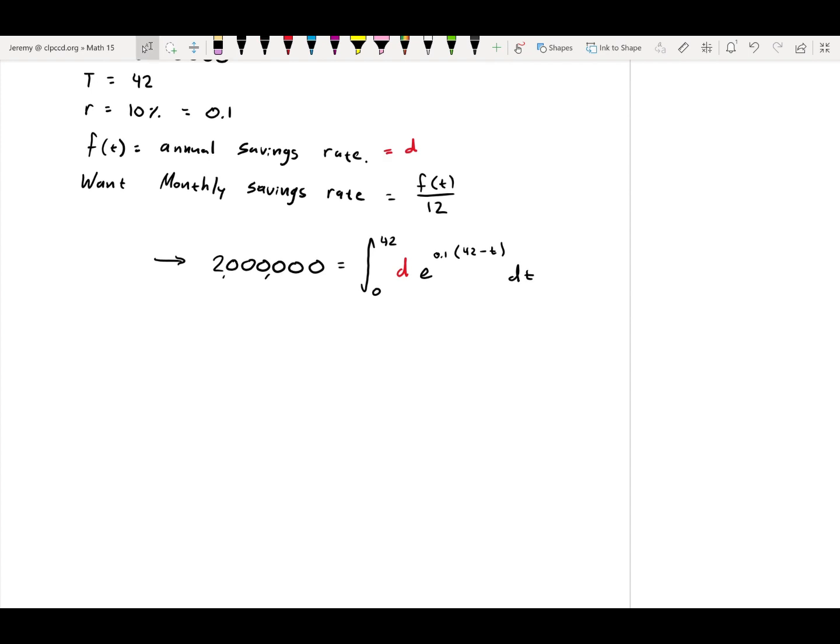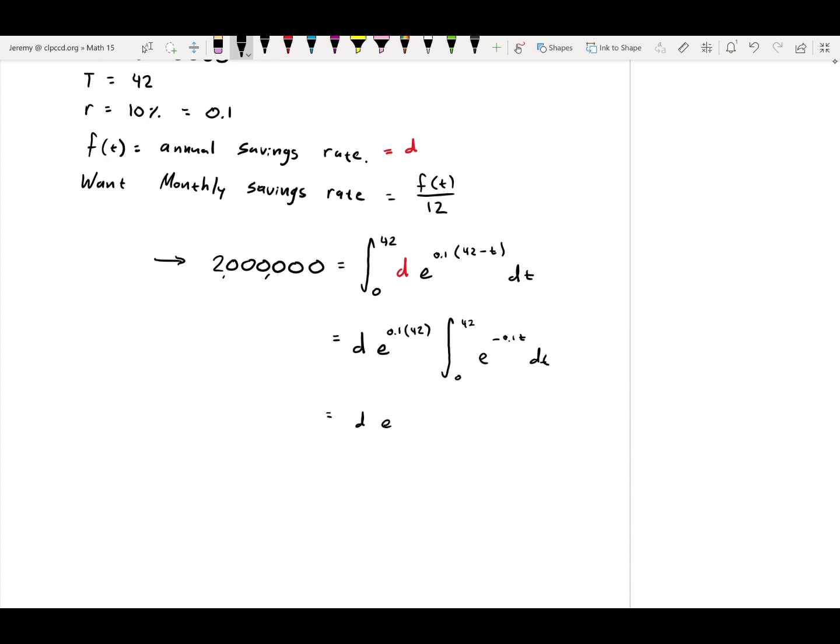All right, and we can work on evaluating this integral now. The first thing I'm going to do is pull out d, because like we said, this is going to be a constant value. It's not going to be in terms of t, so I can pull that on the outside. Won't affect the integral. I'll pull out the e to the 0.1 times 42, just get that out of the way. And then I'll have this integral from 0 to 42 of e to the negative 0.1 t dt.